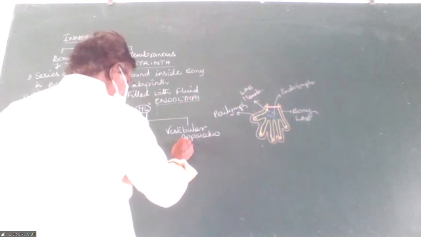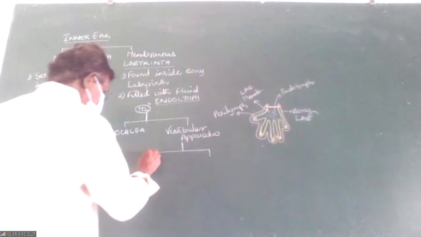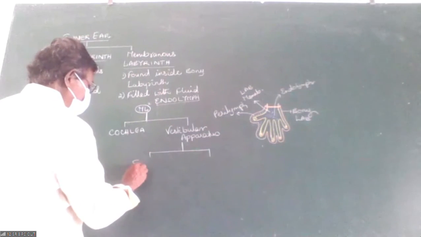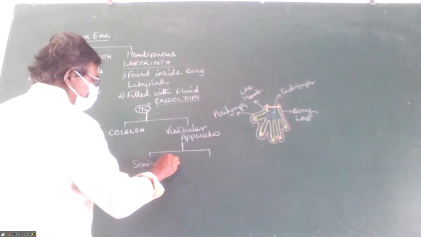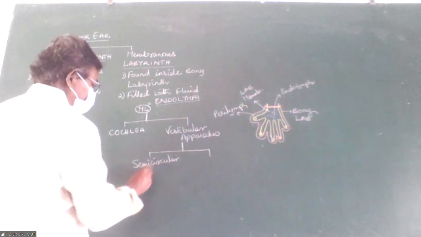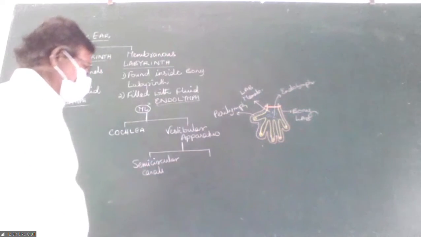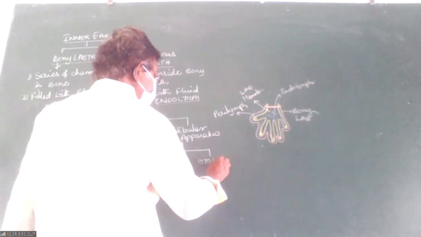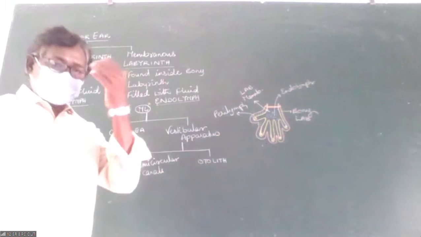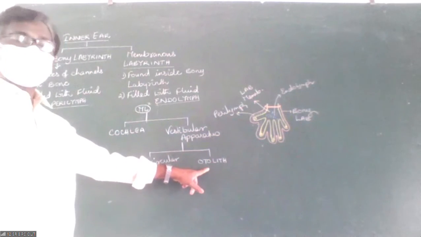Okay, and the vestibular apparatus again consists of two components here. Namely, number one is the semicircular canals, and the second one is the otolith. The vestibular apparatus consists of two components again, namely the semicircular canals and the otolith.